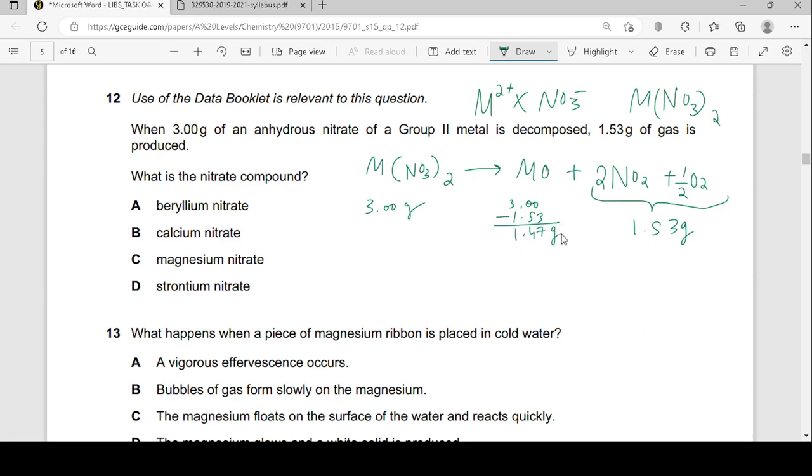I want to improve my mental math, actually. Yeah. And my brother is really good at mental math.